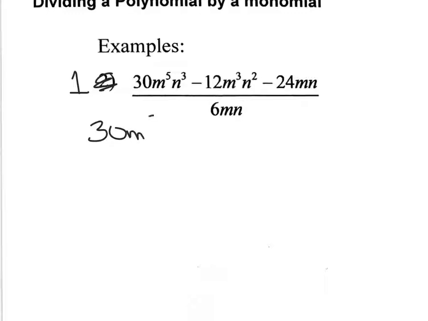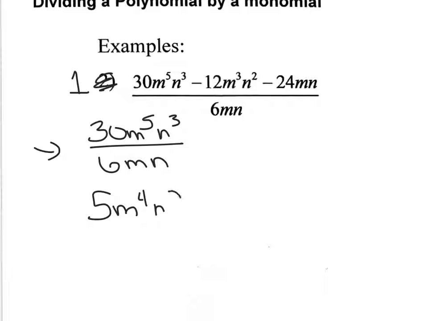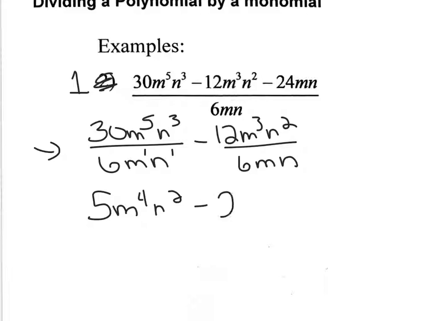So 30m to the 5th n cubed, we're dividing that by 6mn. If you don't want to write this step down, that's fine. If you can just do it in one step, perfectly acceptable. So it's 5m to the 4th n squared, because remember, each of those has a 1 on the top. And then negative 12m cubed n squared divided by 6mn. Negative 12 divided by 6 is negative 2. 3 minus 1 is 2. And 2 minus 1 is 1.